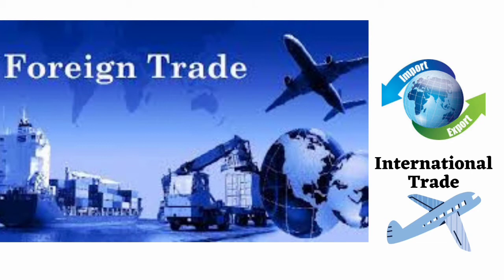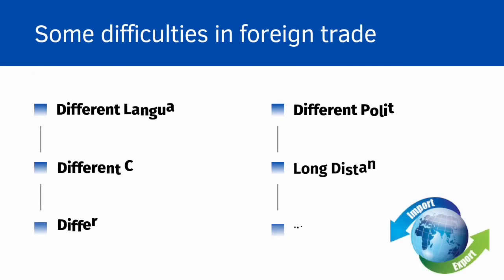Now let's talk about foreign trade. What is foreign trade? Foreign trade is also called international trade. It is a trade that involves two or more countries. Sometimes goods produced in one country can be taken to another country for sale. One major good Nigeria will export is crude oil. So when crude oil is taken from Nigeria to Ghana for sale, it is called foreign trade. So foreign trade involves two or more countries.